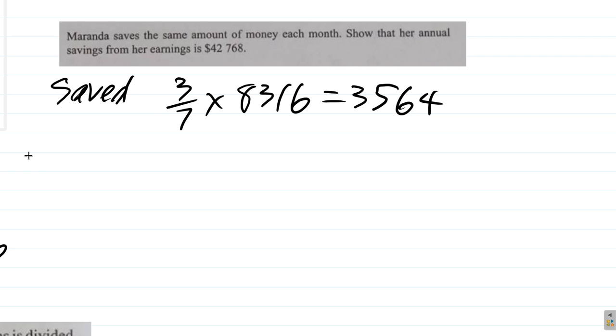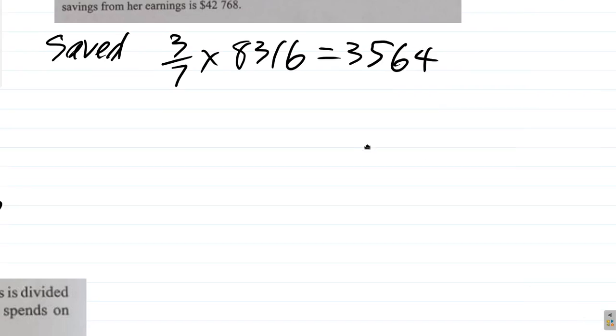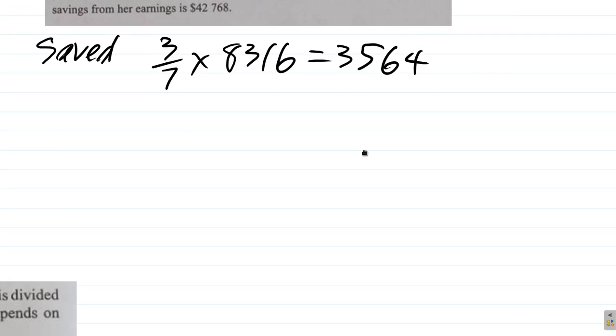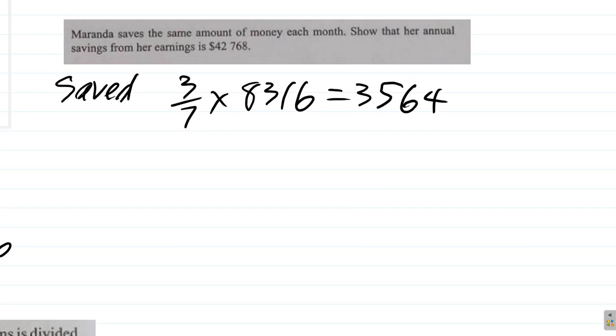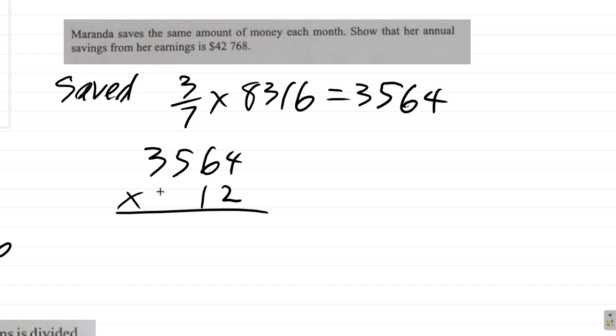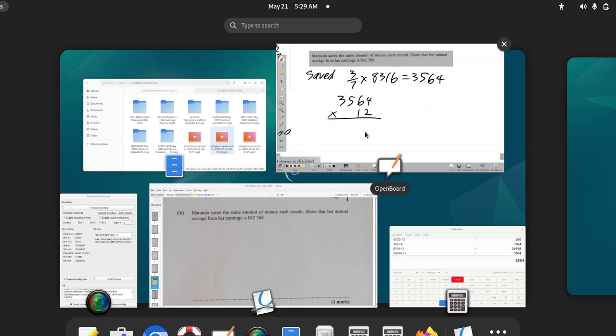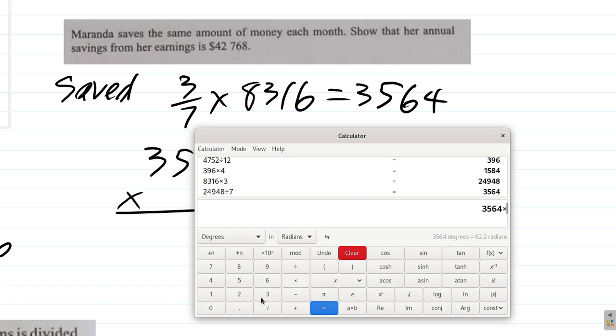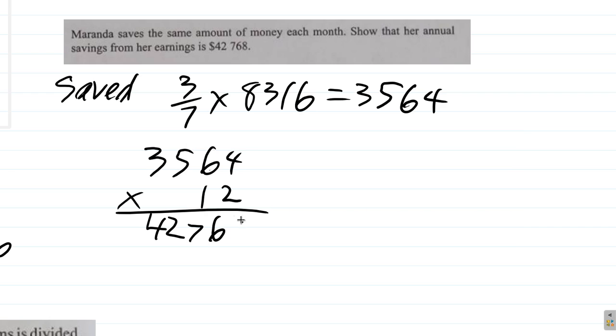That's each month. Remember what it says, each month. So the annual saving, that means each year, is 35.64 times 12. You're multiplying by 12, right? When you multiply by 12, what do you get? Let's multiply this thing by 12. Times 12 equal 42,768. So you see, it is really 42,768. All right.